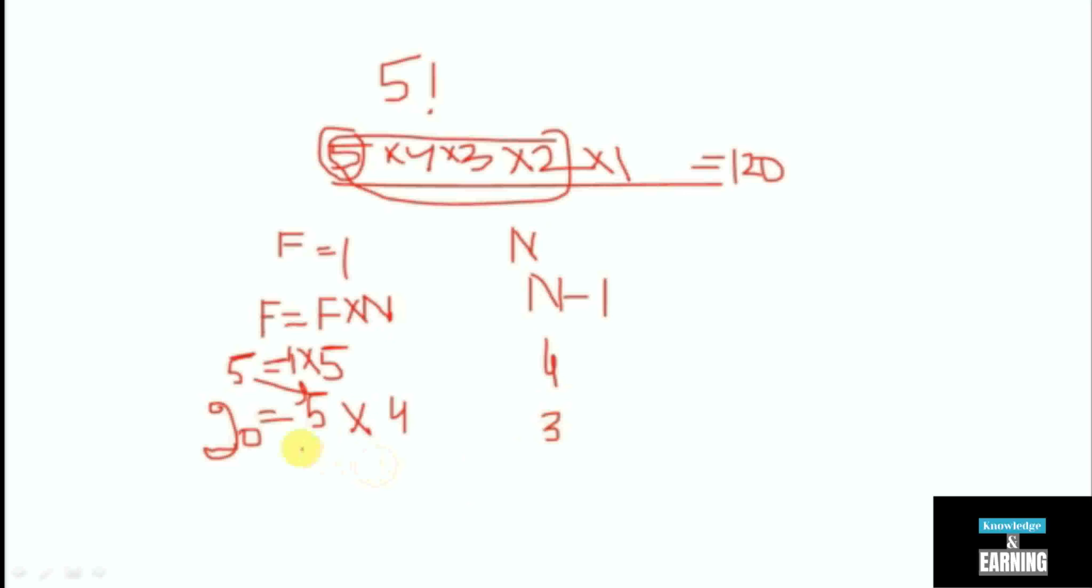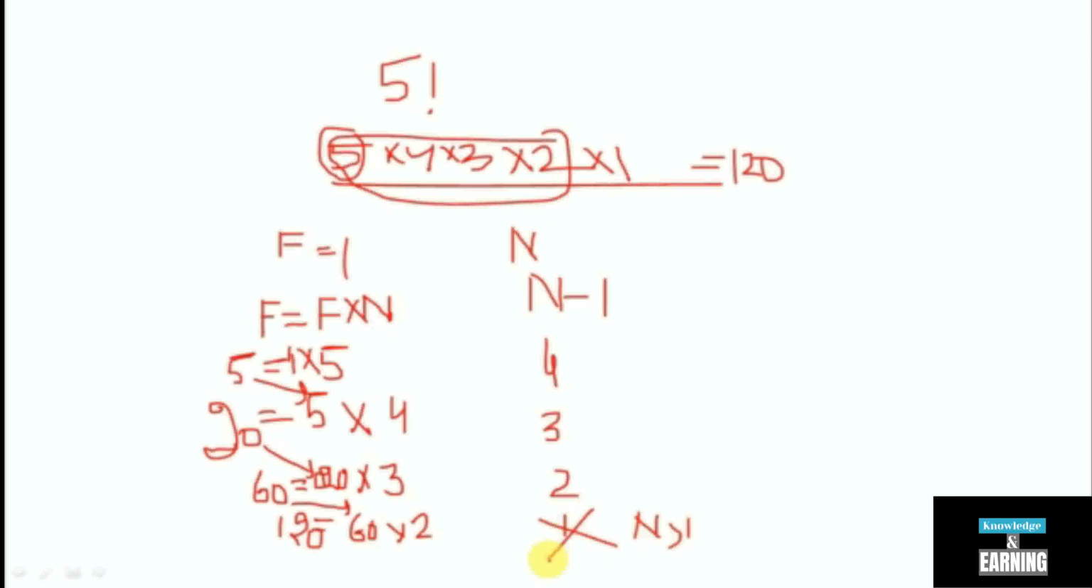Next time n will be 3, and this 20 will be the value of f. So 20 multiplied by the current value of n, that is 3, gives me 60. Next time n will be reduced to 2, and we will get 60 into the value of n, that is 2. So I will get 120. We have to repeat this step until n is greater than 1. In the next step n will be 1, which is not greater than 1, so we have to stop here. We will not do the calculation once again for 1. So my last value will be 120. We know that 5 factorial is 120.